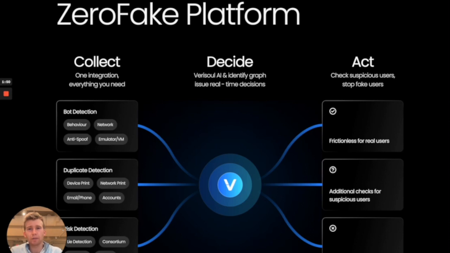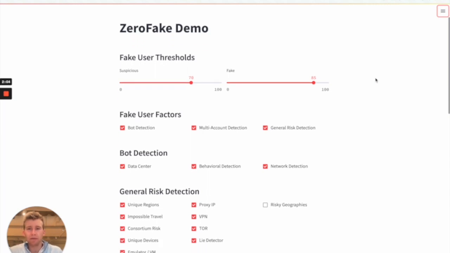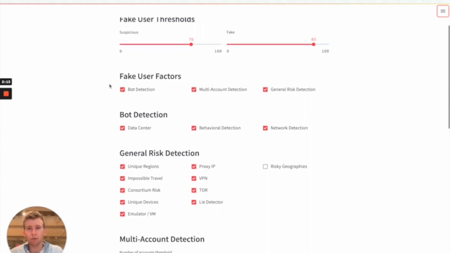So I've talked a bit about the platform, but now let me dive into the demo and show you how you can configure it for your ecosystem, because everyone's different. So just moving over here, this is our configurable platform where you can actually determine first the thresholds that determine what fake, suspicious, and real look like for your ecosystem. You can then tell us what factors you want us to consider. Should we look at bots? Should we look for multi-accounting risk?